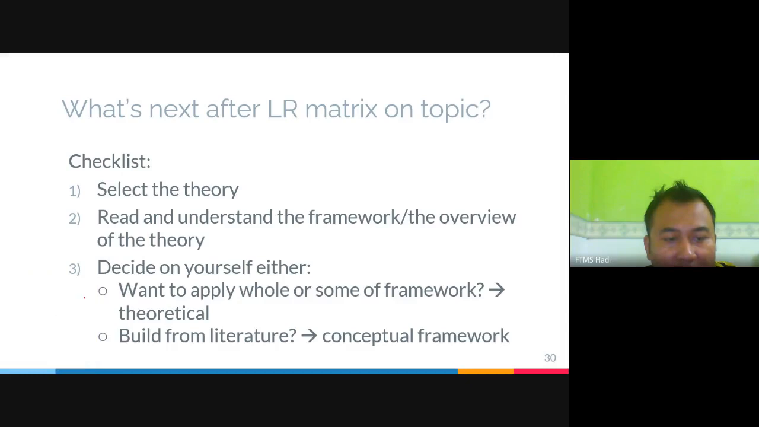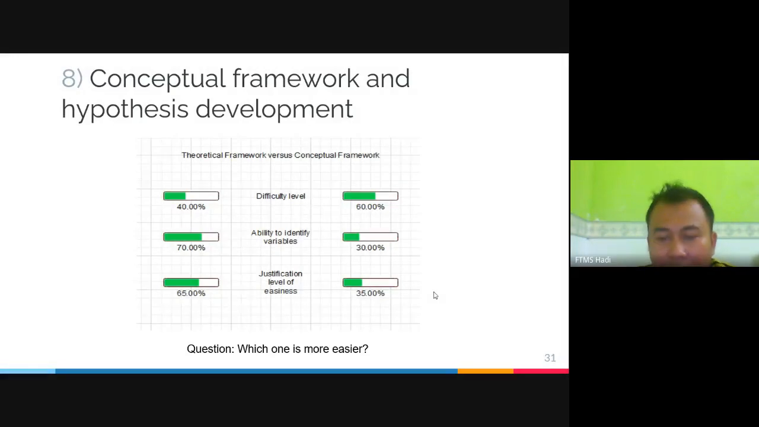Before you go with the conceptual framework or theoretical framework, you need to decide: are you going to apply the whole theory or some of the framework? If you do, we call this a theoretical framework. But if you come up with the framework based on the literature review, we call this a conceptual framework, which is based on your idea, without looking at the theory. I'll give you a graphical example. This one I'll come back to later.